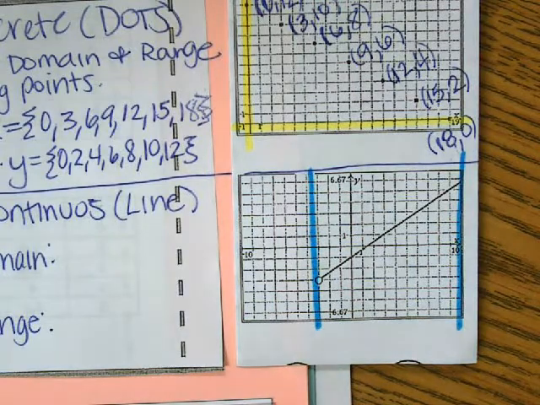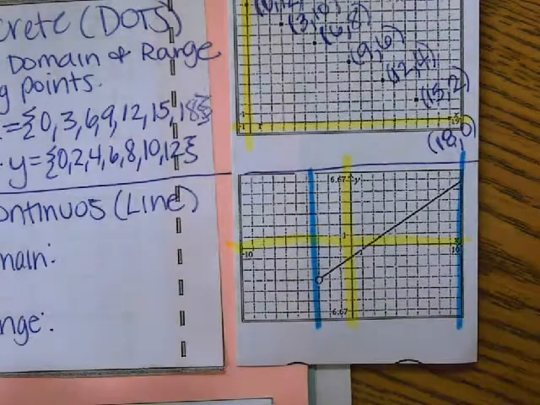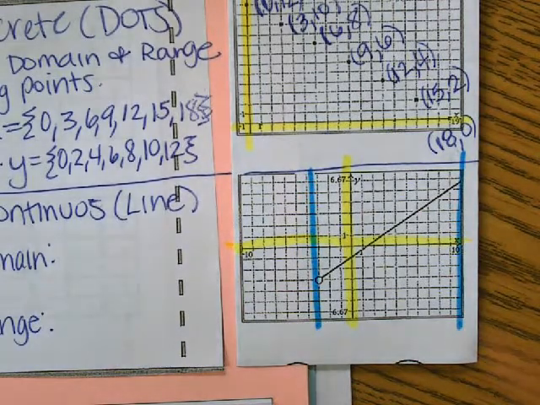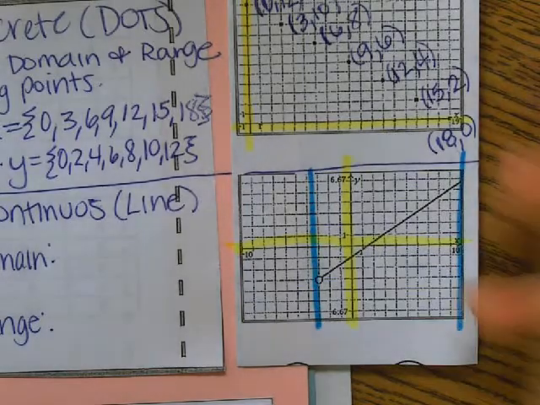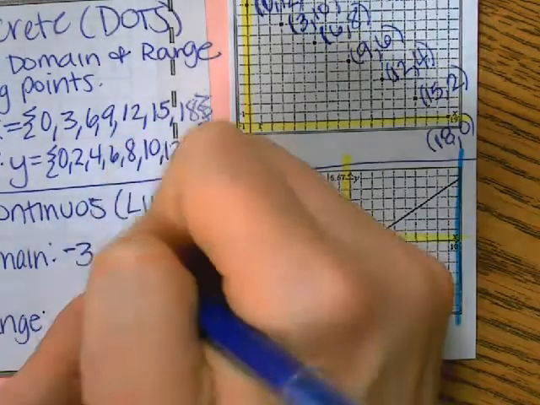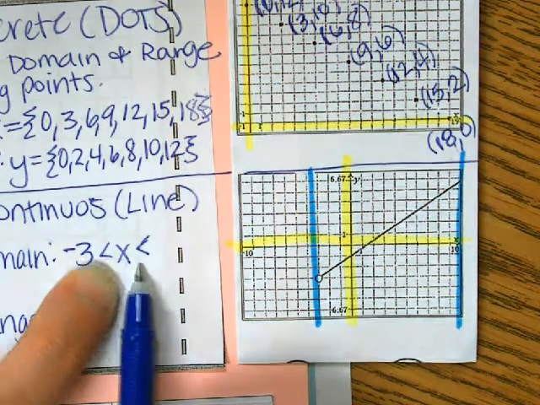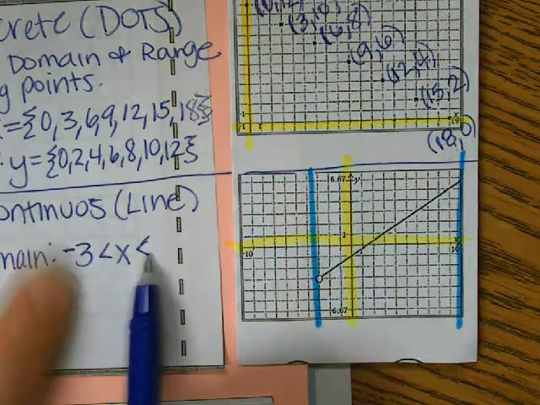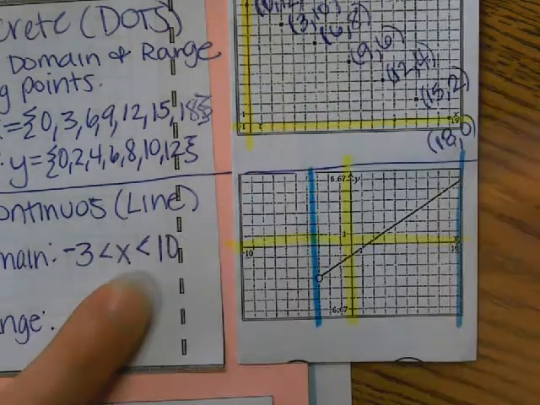And honestly, I'm having a hard time seeing the x and y axis, so I'm going to highlight that yellow real quick. Okay, so on the x, it's between negative 3 and, so x is going to be between two things. So I went ahead and put it in between the two symbols, like this, and then I wrote my negative 3. And then the biggest x can be is 10.